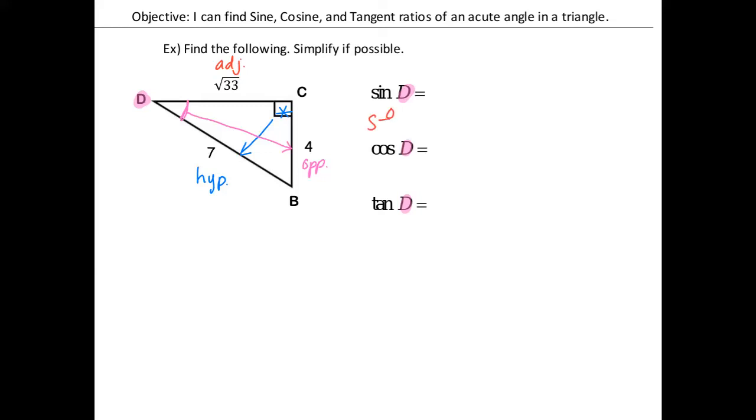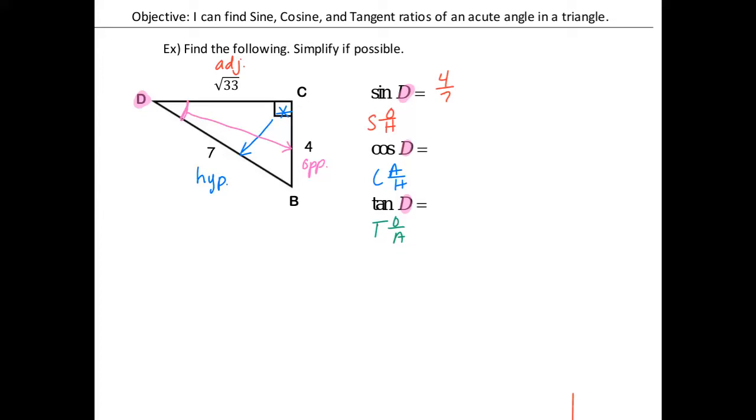Again, sine is SOH, cosine is CAH, and then tangent is TOA. So I'm looking for the opposite side. What's my opposite side? The value of the opposite side is 4. Good. Over hypotenuse is 7. I don't have to simplify it because 7 is prime, so I leave it as 4 over 7.